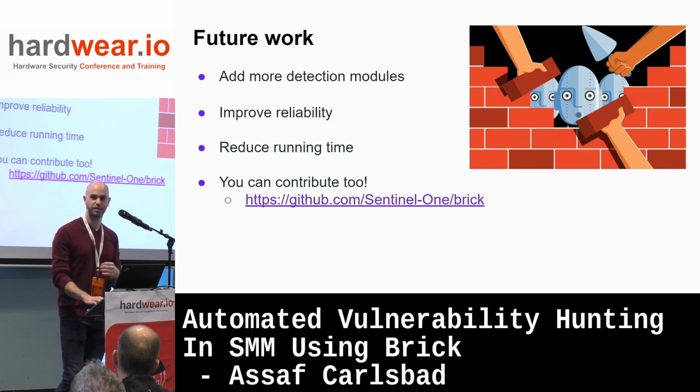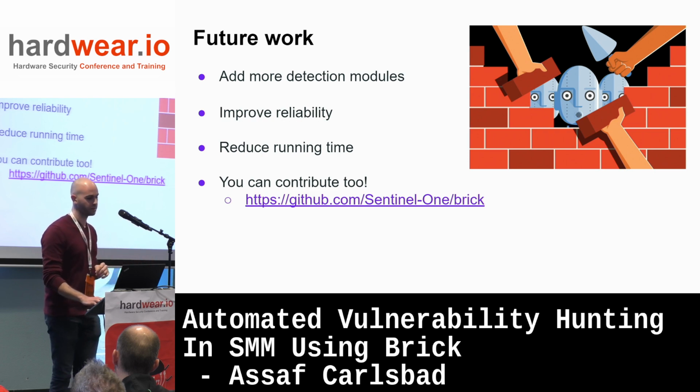So one thing would be adding more detection modules to help pinpoint bug classes that currently just go below our radar. Also, we need to improve the reliability of the existing detection. So that means lowering both the false positives rate as well as the false negatives rate.